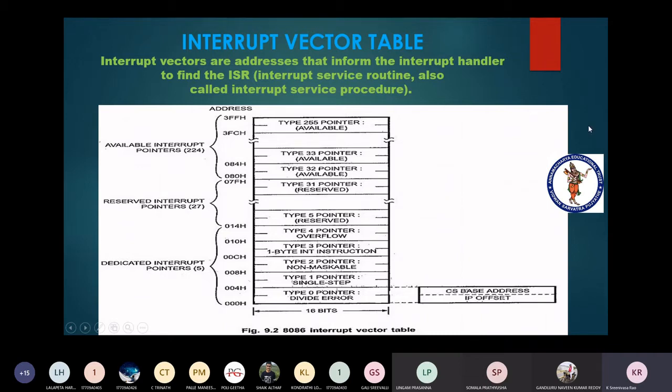Let us say one simple example: whenever the divide error interrupt is generated, I want to add the contents of AX with BX. That is a very simple task. That addition, ADD AX, BX, is an interrupt service routine program. That is kept at the 5,000 location. Let us assume that.